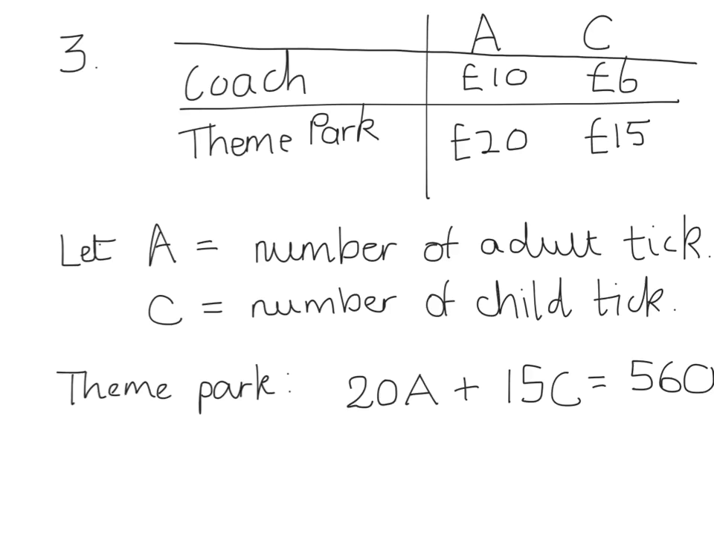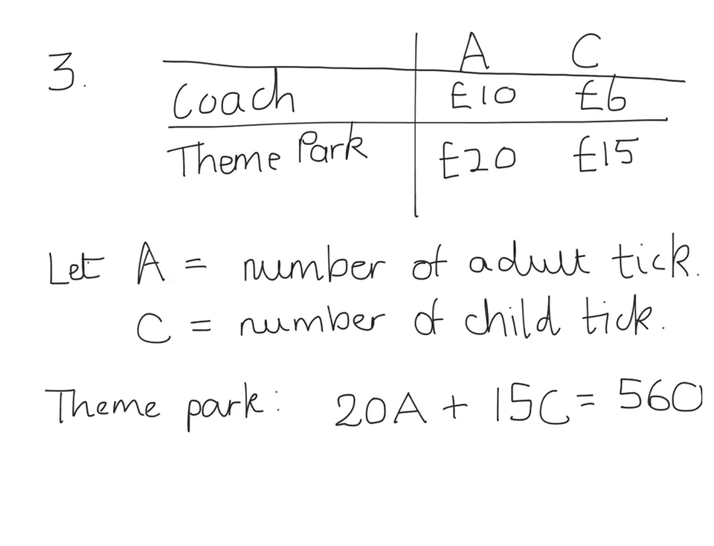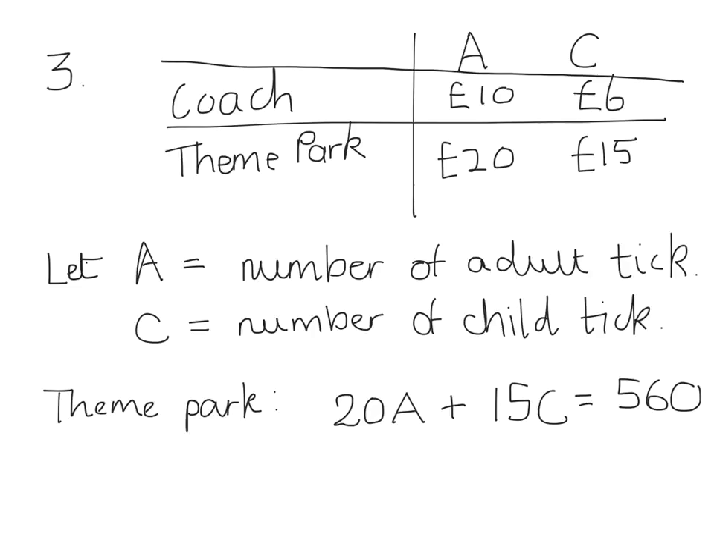Question 3 is a simultaneous equations question. So I've drawn a table up here just to map out the information that I've been given. We know that it's £10 for an adult ticket on the coach, £6 for a child ticket, £20 for an adult into the theme park, and £15 for a child into the theme park. So let A equal the number of adult tickets and C equal the number of child tickets.